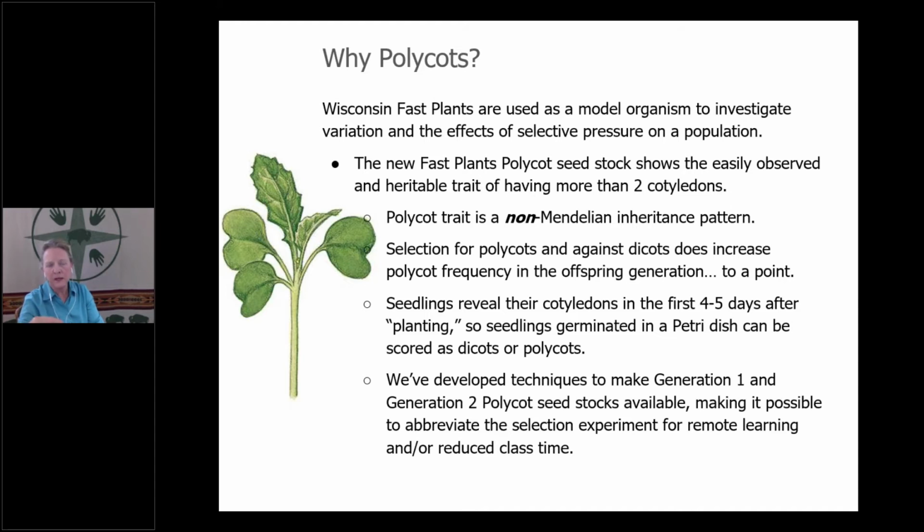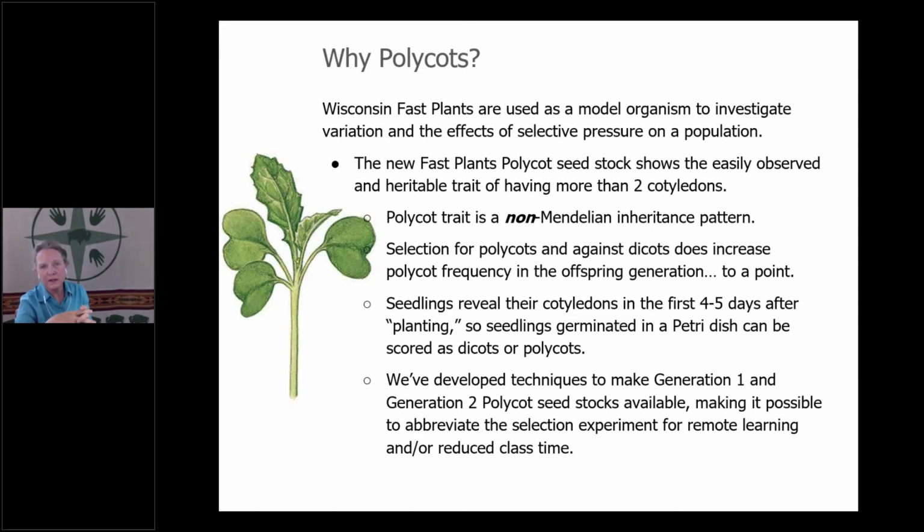The other thing that's a great advantage of it is, unlike the trichomes or the hairs on the first true leaf, where you have to grow plants in a soilless medium and grow them long enough to see the emergence of the first true leaves and then count those hairs, with polycots the cotyledons emerge as the plants are first germinating, so we get the ability to look at and score seedlings for how many cotyledons they have within about 4 to 5 days.